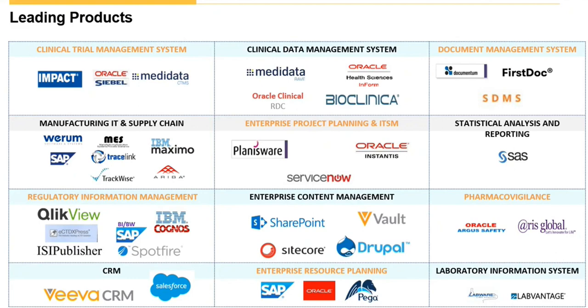Apart from that, I was talking about post-market surveillance, pharmacovigilance. There are three applications currently in the market. One is Argus, which is from Oracle, and then there is Ares Global, which is doing a similar thing. And now Viva Safety has also come as part of the Viva Vault. The other critical application is LIMS, Laboratory Information System. Again, there are two major products, like Labware or LabVantage. So these are all the industry leading products you will come across.